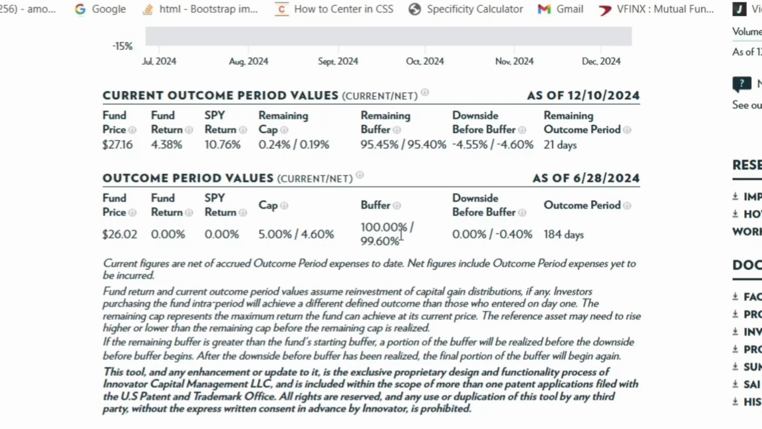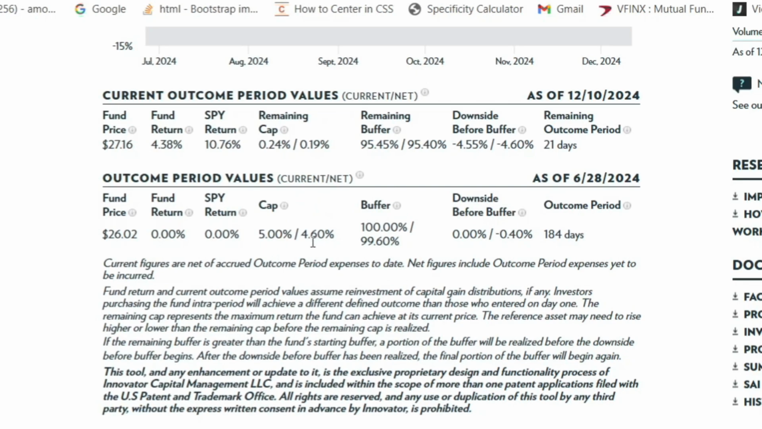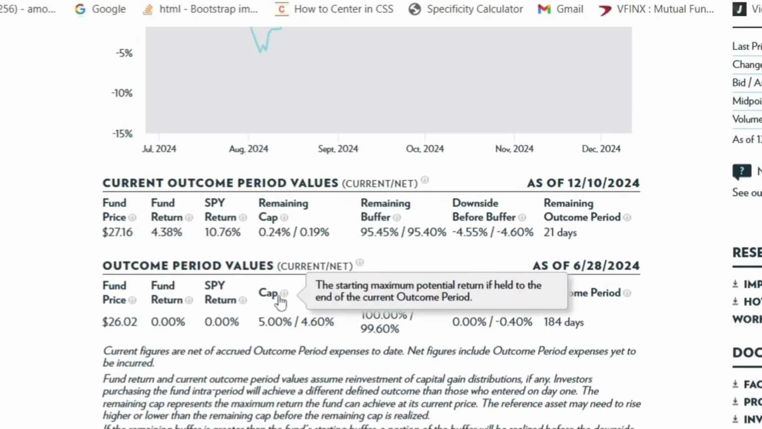But the 100% downside, the cap, as you can see, is 5%. It's really after you take into consideration the expense ratio. That's how they got 4.60. So after fees it would be 4.60. So yeah, the upside was 5%.